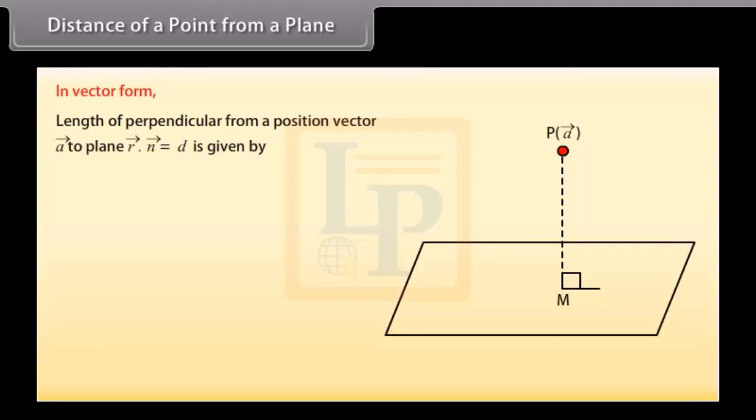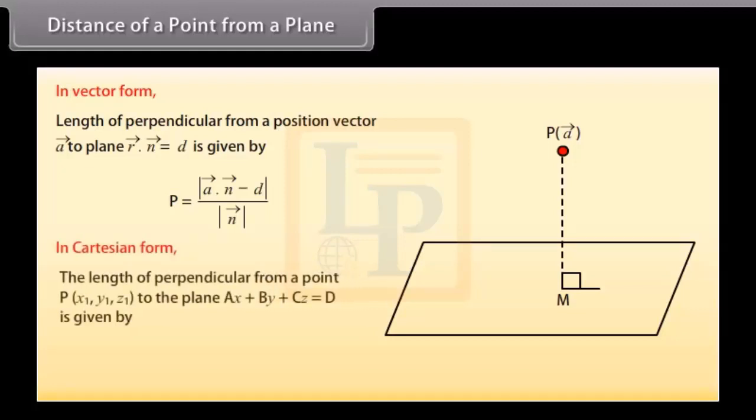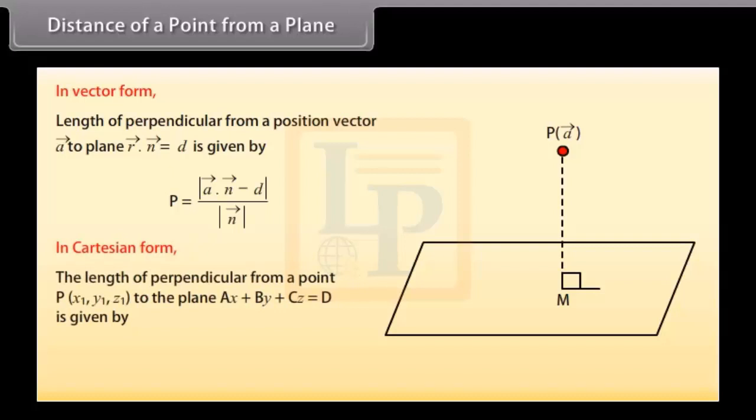Distance of a point from a plane. In vector form, the length of perpendicular from a position vector A to the plane dot product of vector r and vector n equals d is given by the following. In Cartesian form, the length of perpendicular from a point P, x1, y1, z1, to the plane ax plus by plus cz equals d is given by the following.